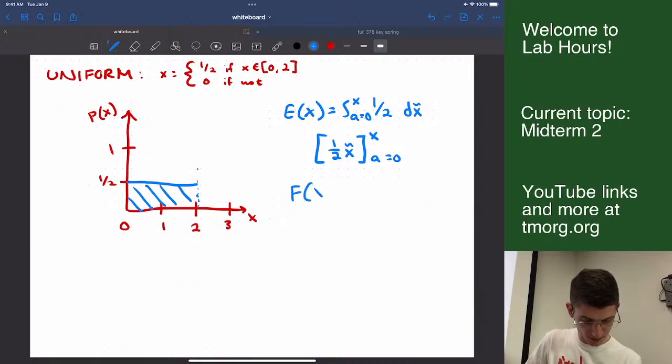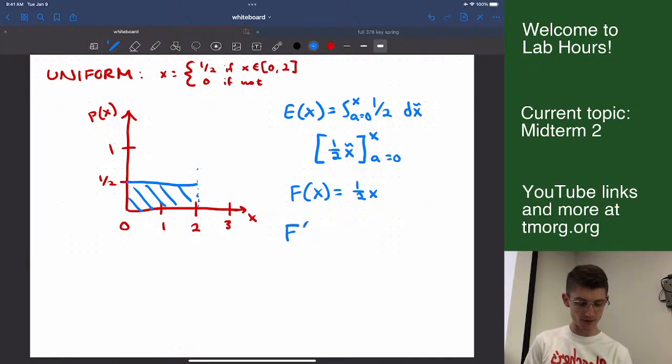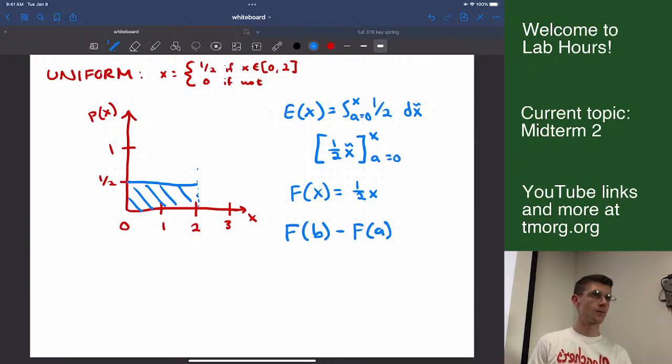So this CDF would turn into big F of x is equal to 1/2 x minus 1/2 times 0, but it's equal to 1/2 x, right? And you can always check to see if it's a legit thing, because you should be able to do big F of B minus big F of A and get what? What should that turn into?